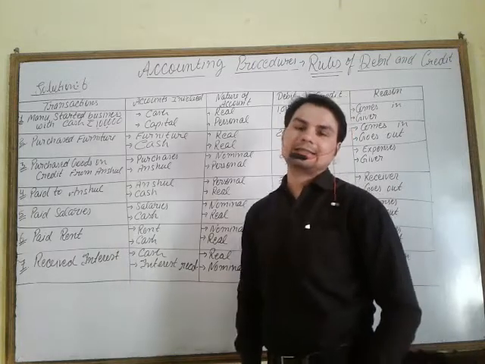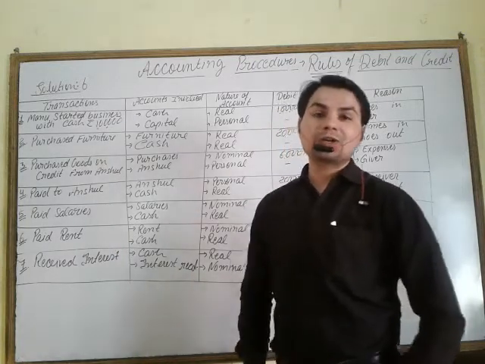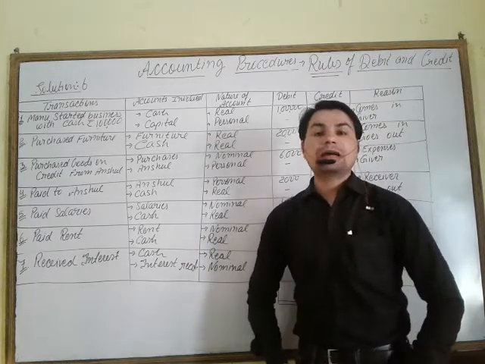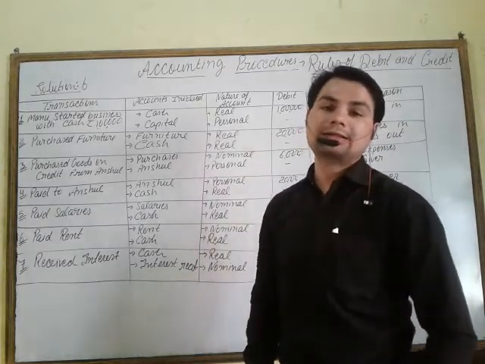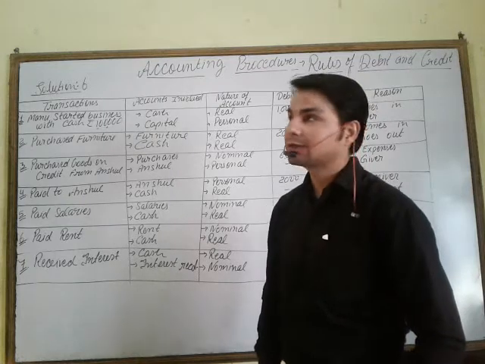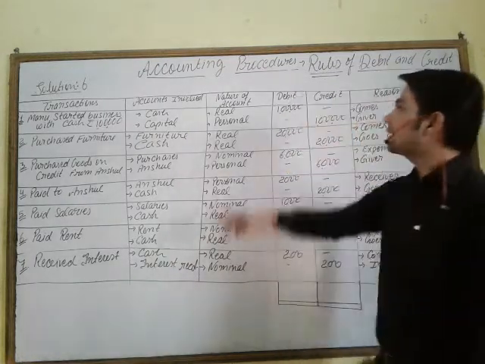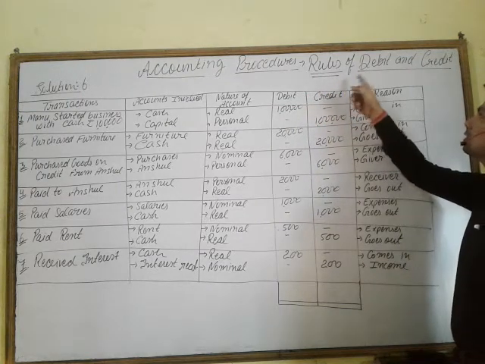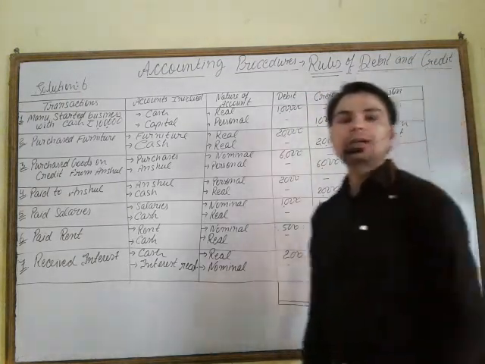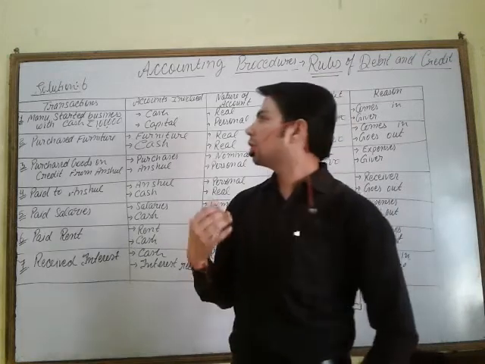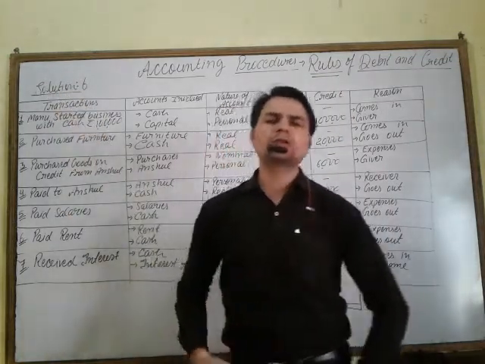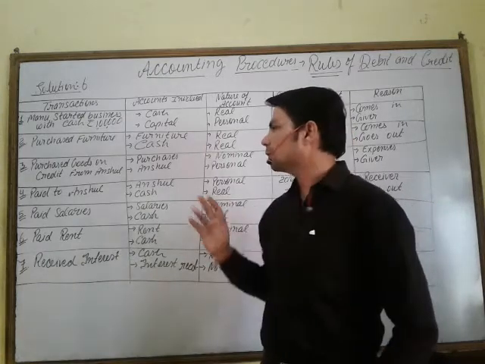My dear students, the most important topic is going on, which is the base of accountancy. You will be a mighty master if you learn this chapter or concept. The name of the chapter is Accounting Procedures, and you are learning rules of debit and credit. Now, my dear students, in this video I am going to give the solution of question number 6. I will explain the question also and then the solution.